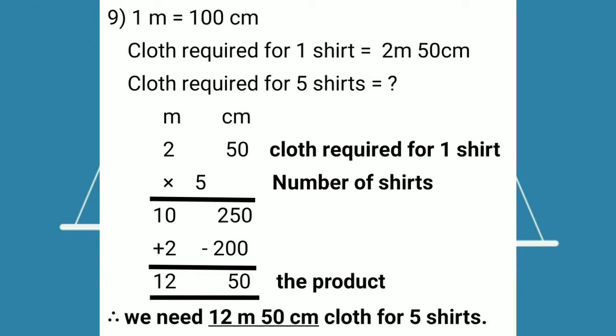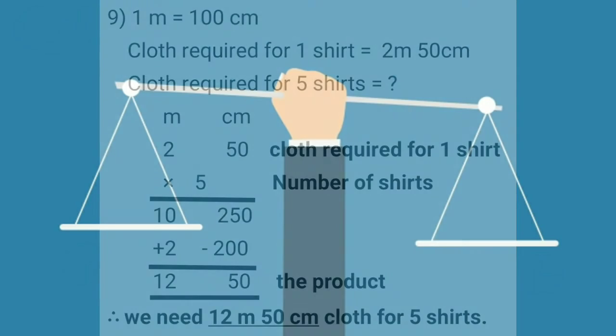Now we can see that 1 meter is equal to 100 centimeter. So in 250 centimeter we have 200 extra, which will have to be subtracted from 250 and converted into 2 meter and added to 10, which will give us the total 12 meter and 50 centimeter. Therefore, we need 12 meter 50 centimeter cloth for 5 shirts.